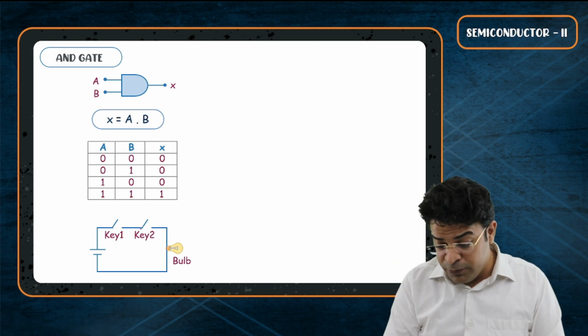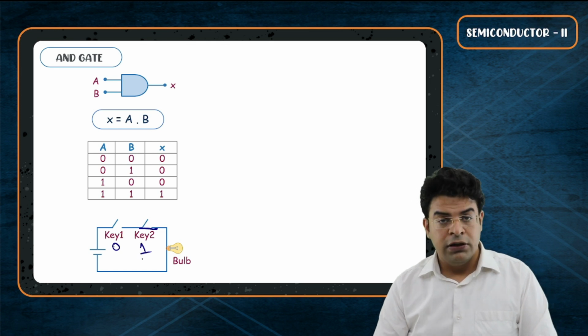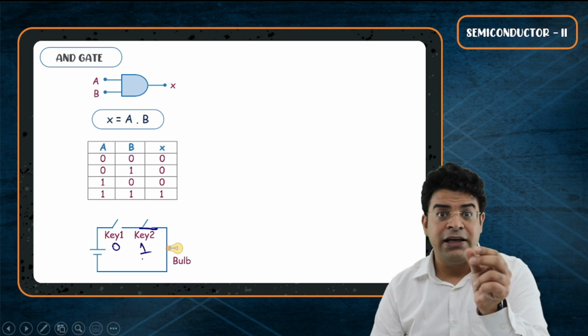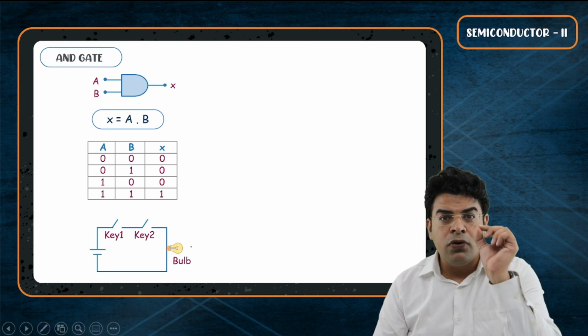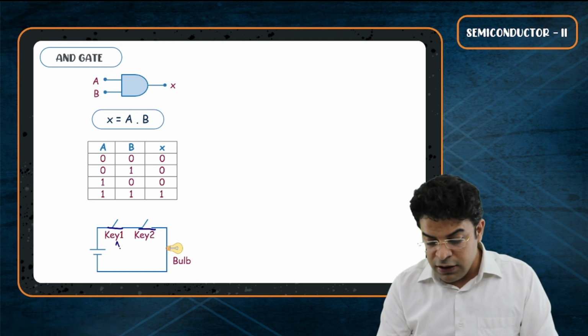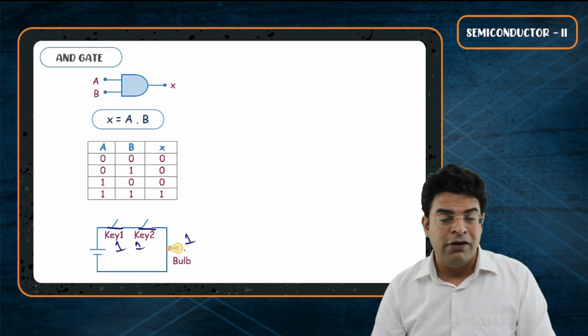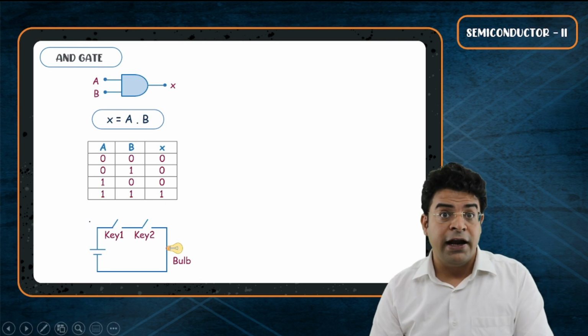If you keep the second key closed, then for 0, 1, the first key open 0, second key closed 1, the bulb won't glow, 0. The bulb will glow only when both the keys are closed. So only for 1 and 1, the output will be 1. And this is the electrical circuit equivalent of AND gate.